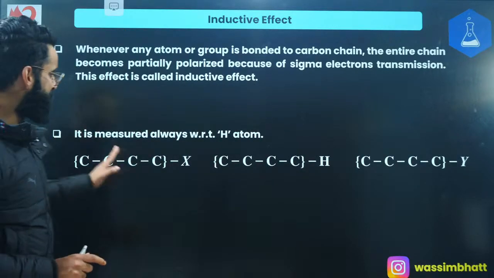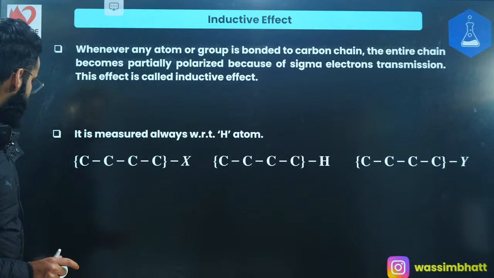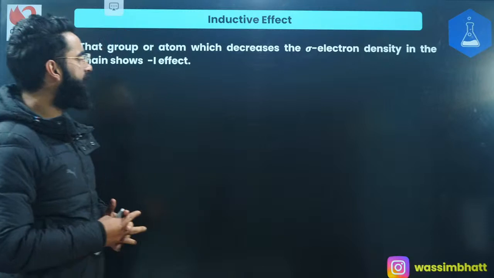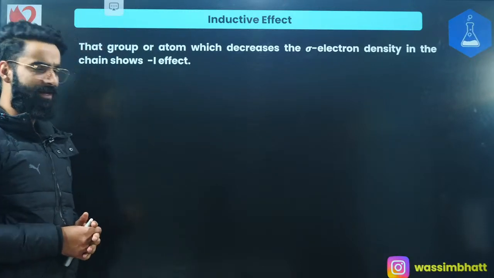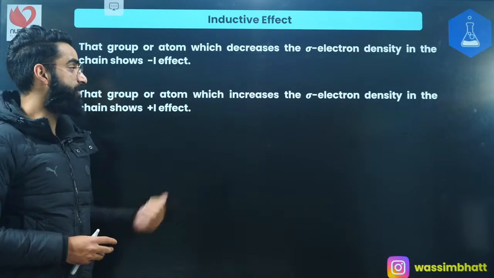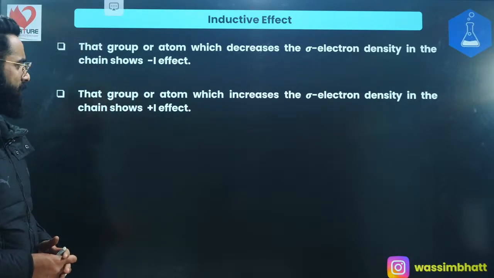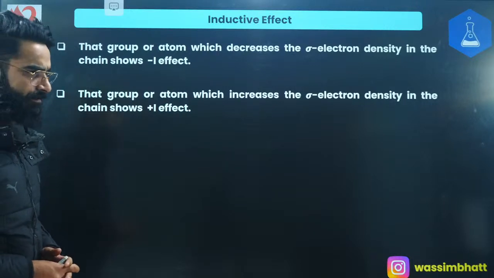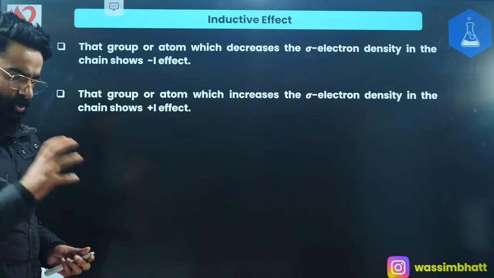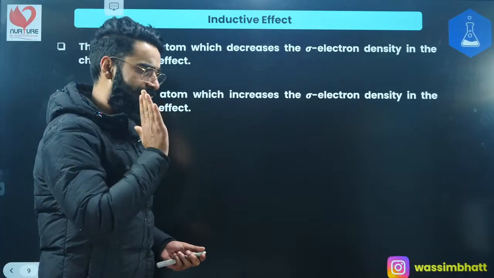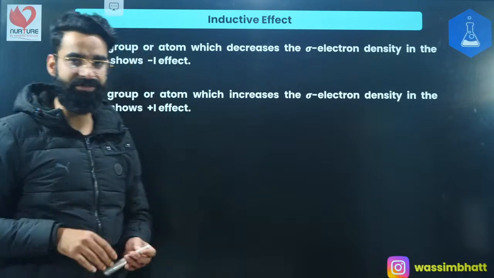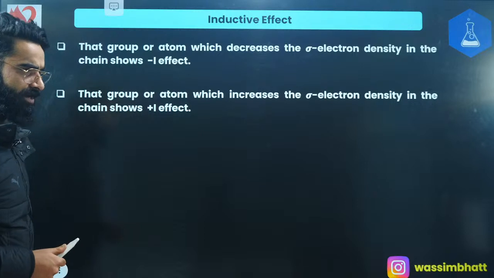Anyways, it is measured with respect to hydrogen atom, right? This is something which is understood. That group of atoms which decreases the sigma electron density in the chain, we say it shows minus I effect. And that group or atom which increases the sigma electron density in the chain, we say it shows plus I effect, right? So that group which shows plus I effect increases the sigma electron density in the chain, and that group which shows minus I effect decreases the sigma electron density in the chain. That's completely understood, right? We have discussed it.